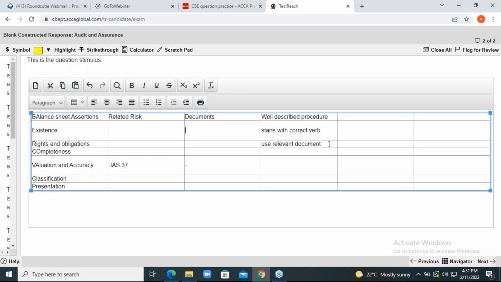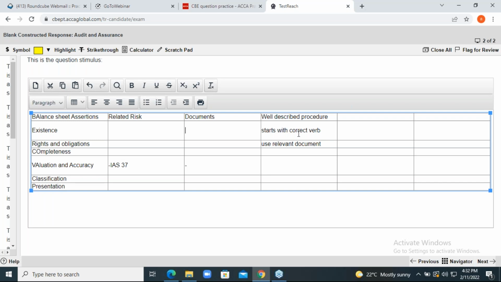A relevant document may be a correspondence from a lawyer or minutes of the meeting, or it can be the bank statement, pre-year bank statement or post-year bank statement or bank circularization report or loan agreement, anything. This document could be anything. So how are you going to confirm that you are writing the right document? The only way is that you should memorize the relevant documents.